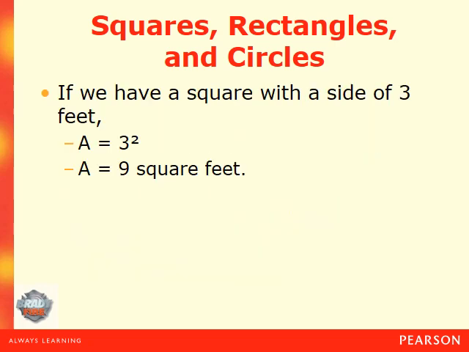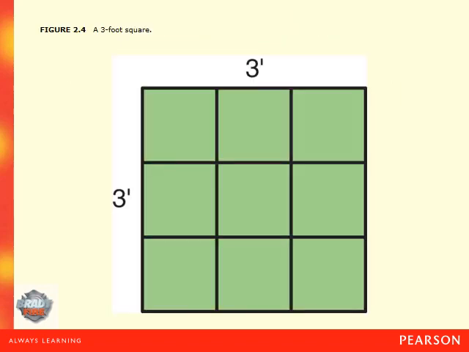Okay, here's another example. And again, the question is, what measurement you want at the end. Last time we did square inches, so this time they're showing you square feet. If we have a square with a side of 3 feet, we know all sides are going to be equal, so 3 times 3, or 3 to the second power, is 9 square feet. Again, 1, 2, 3, 4, 5, 6, 7, 8, 9.